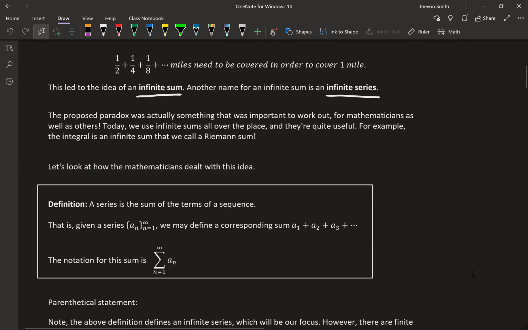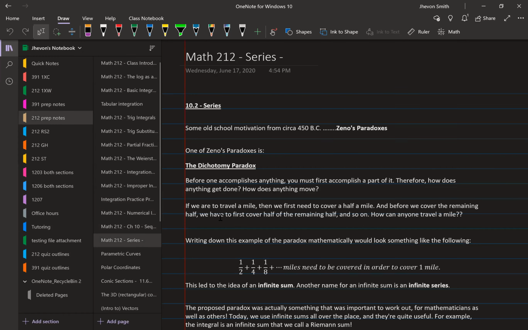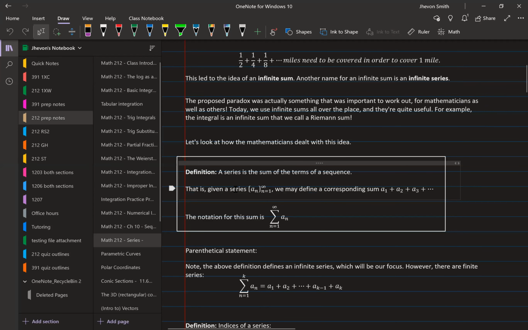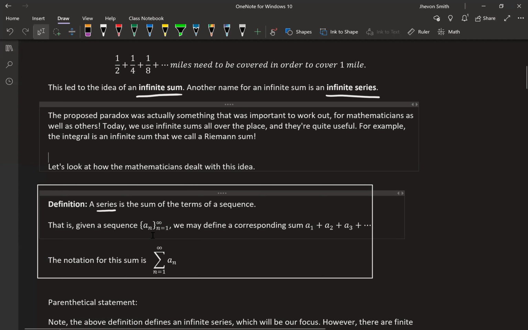So here's how we're going to define it. A series is the sum of the terms of a sequence. So here I'm defining a series. Given a sequence a_n, we just spoke about what that is, there is a corresponding sum.